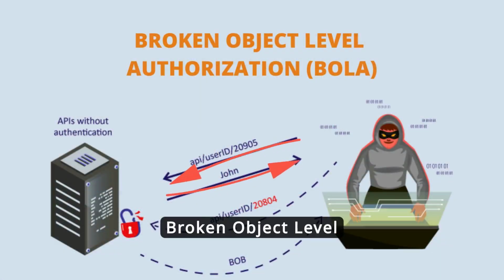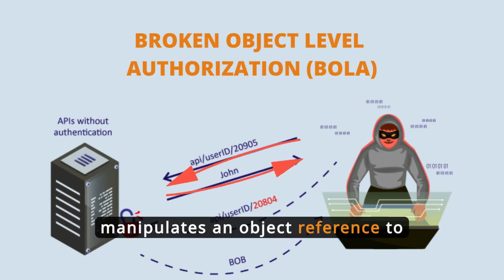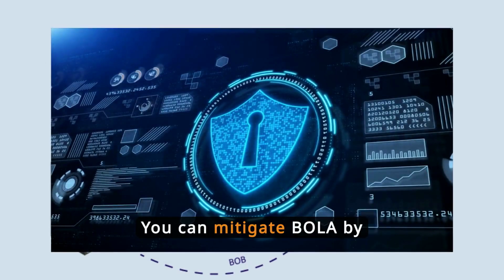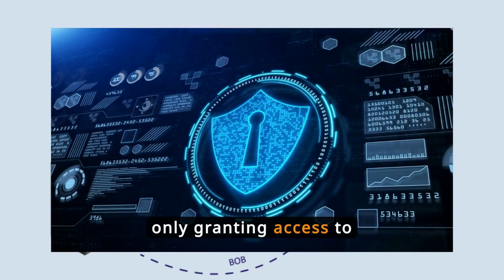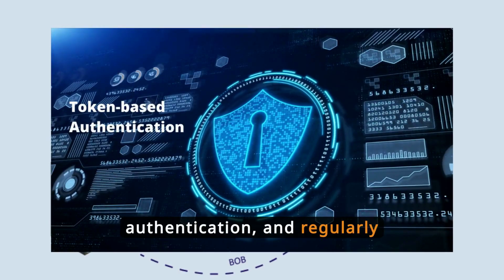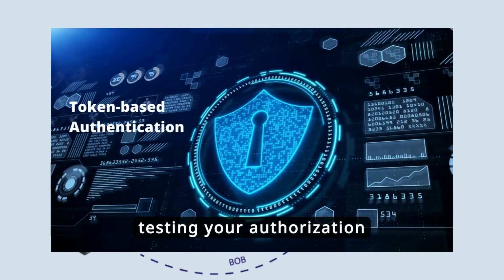Broken Object Level Authorization, BOLA, occurs when an attacker manipulates an object reference to gain unauthorized access to data. You can mitigate BOLA by only granting access to authorized users, using token-based authentication, and regularly testing your authorization mechanisms.